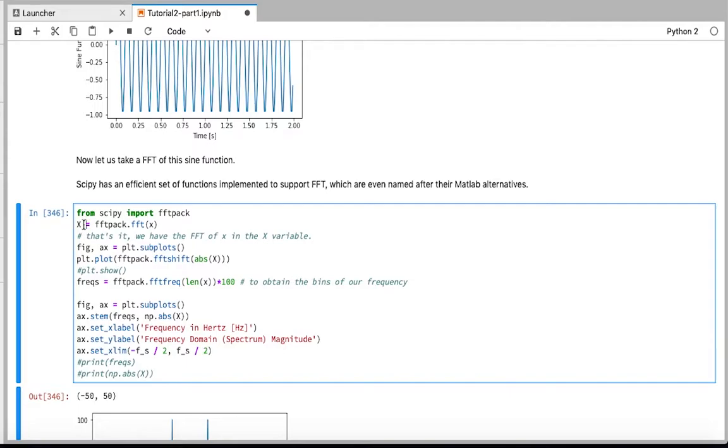This capital X is the Fourier transform of small x.